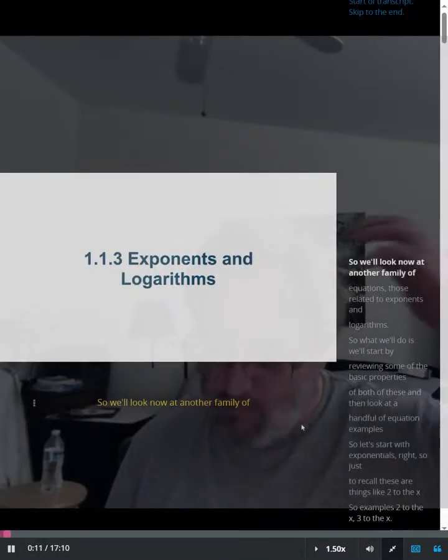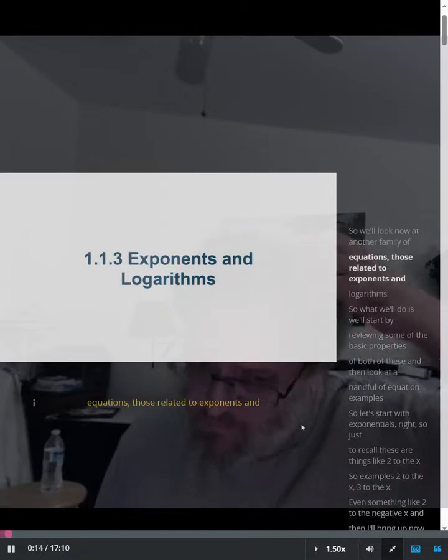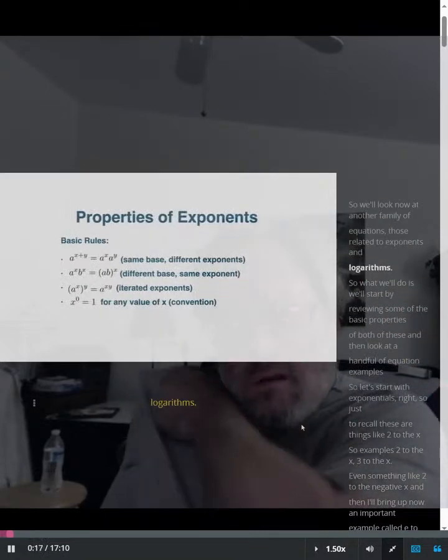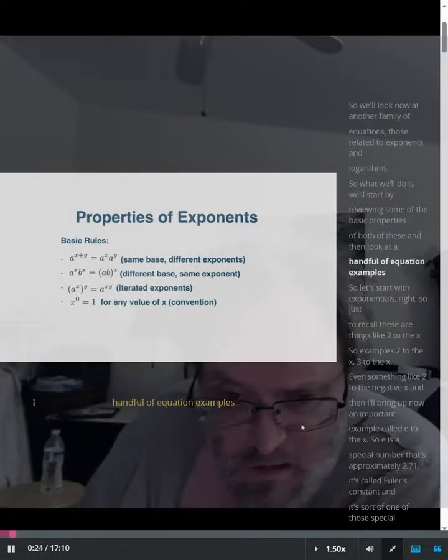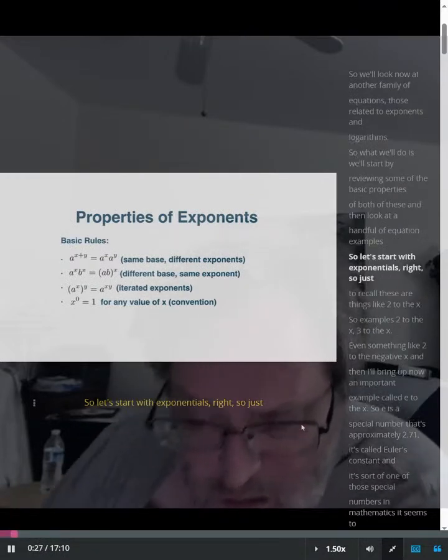So we'll look now at another family of equations, those related to exponents and logarithms. What we'll do is start by reviewing some of the basic properties of both of these and then look at a handful of equation examples. So let's start with exponentials, right?